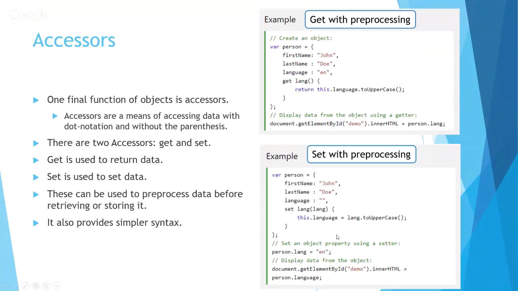It also provides simpler syntax, in that for calling the method, you can call it in regular dot notation without the parentheses, which allows you to call person.lang without parentheses. So it follows the same suit as all the rest of the properties, and makes it act more like a property than a method.